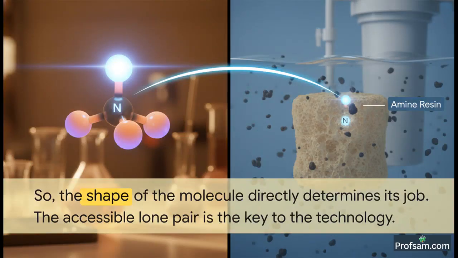So you see, this is not just some textbook theory. That pyramid shape we just visualized, with its exposed lone pair, directly explains how this vital technology works. It's a perfect, real-world example of how structure determines function. The availability of that lone pair is the entire key.